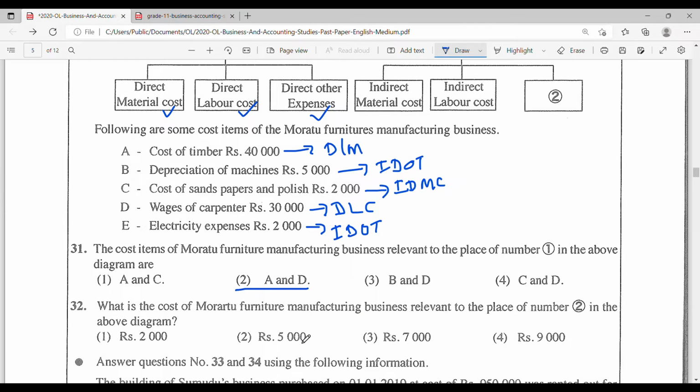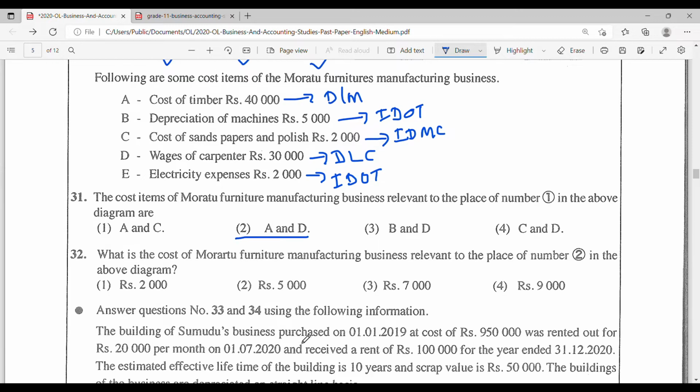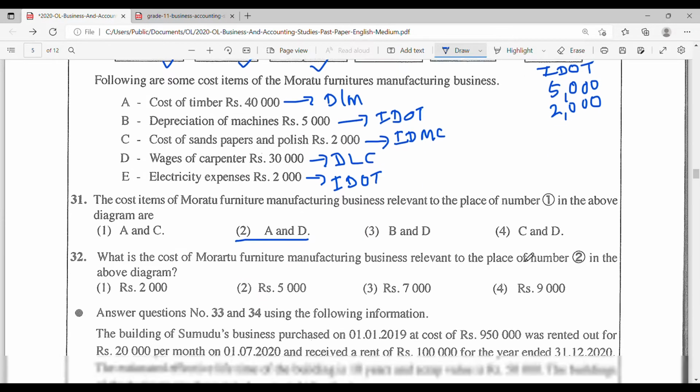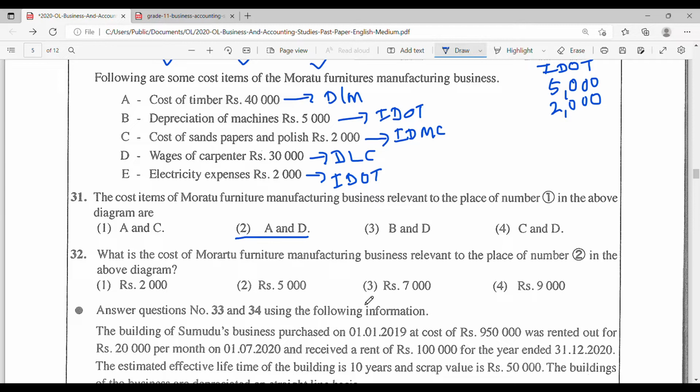What is the cost of Moratu Furniture manufacturing business relevant to place number 2 in the above diagram? Here it will be indirect other expenses. Depreciation, which is 5,000, will fall under this category, and electricity expenses of 2,000 will fall under this category. So totally it will be rupees 7,000, answer 3.